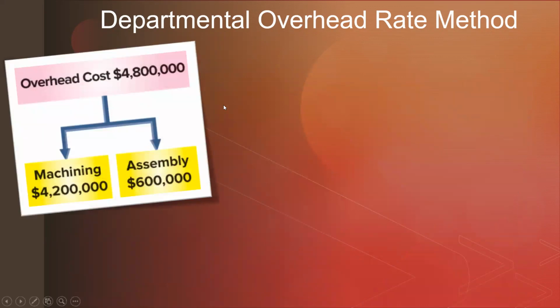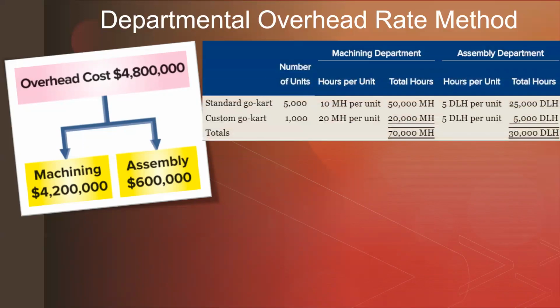Again, we know the overhead costs are 4.8 million. Now they're telling us that 4.2 million goes into the machining department and the 600,000 left over is assembly. So that's going to be our estimated overhead cost, or our numerator, when calculating the rates for each of these departments.